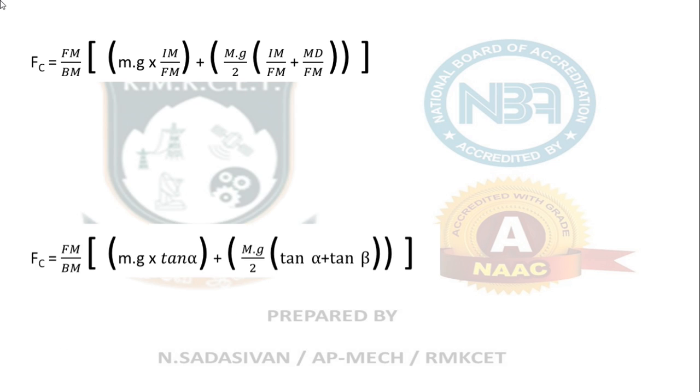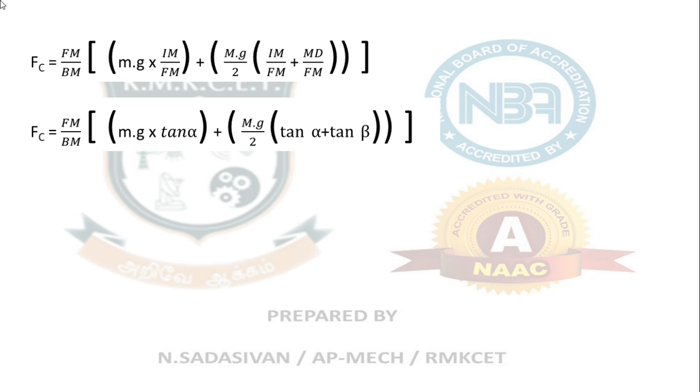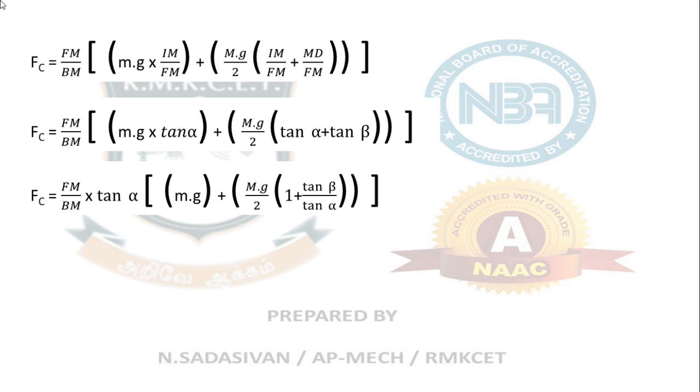Okay, so I am writing, Im by Fm is tan alpha from that triangle. Similarly tan alpha, tan beta. Now I can take tan alpha as a common term outside. So Fc equal to mg plus mg by 2 into 1 plus tan alpha by tan beta. Since I am taking tan alpha common outside, this will become 1 and this will become tan beta by tan alpha, which is nothing but q. Okay.